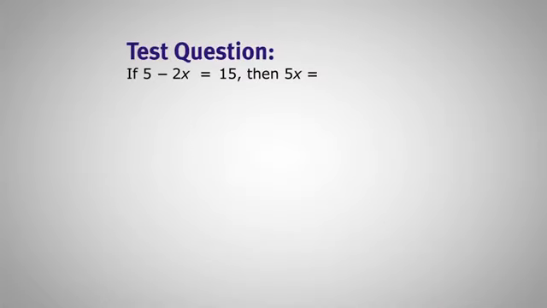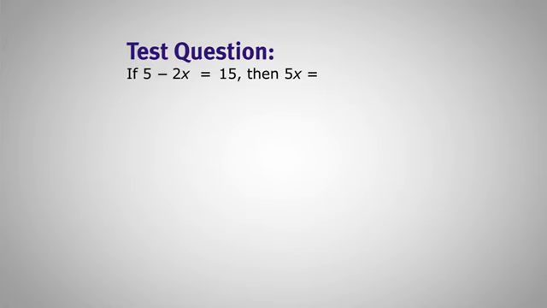All right, now that you've gotten a chance to practice on a few examples, let's try a test question. Number 11 says, if 5 minus 2x is equal to 15, then 5x equals. Note that the question doesn't ask us to solve for x. It asks us to solve for 5x. This means that we need to use our equation to get a value for x and then plug it into the expression 5x to find the answer. Don't fall into the trap on test day of choosing the answer choice that represents the value of x.